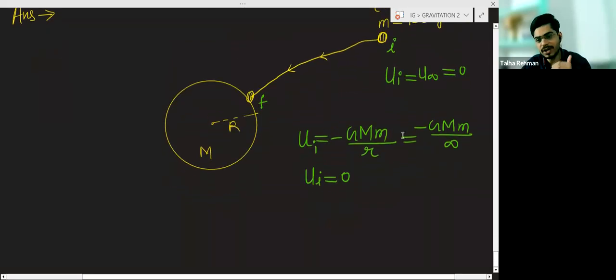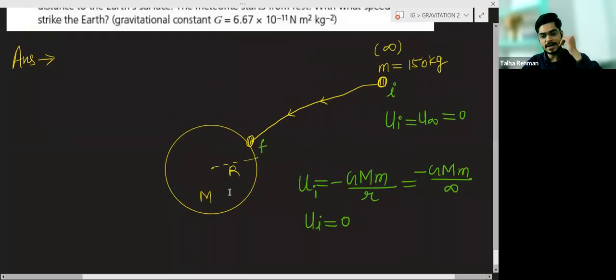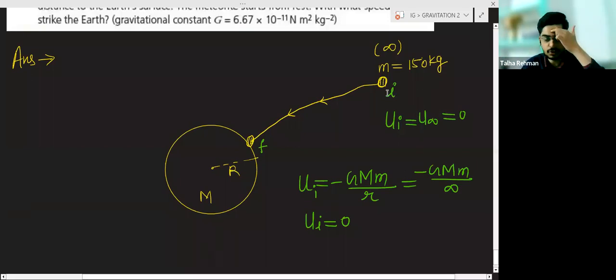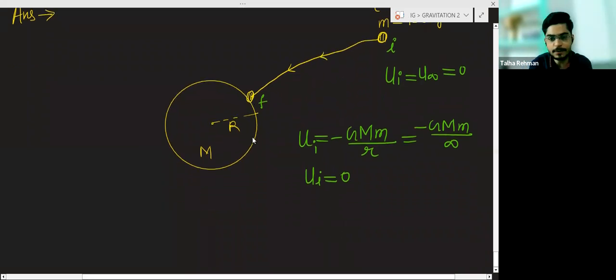You can do it with the formula, or I told you that for reference purposes we assume that the potential energy of the system at infinity is 0. So the potential energy of this earth-mass system when this mass is at infinity is 0. Now understanding, Shafdin? So basically the initial potential energy is 0. Now finally the meteorite is here, so the final potential energy.